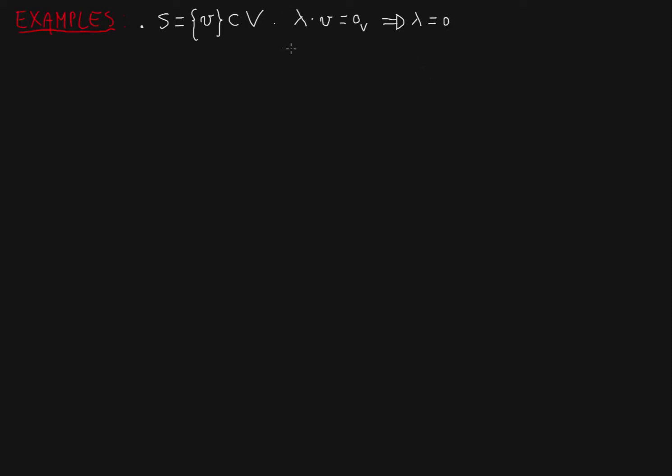Okay, so all the coefficients of the linear combination must be zero. Here there is just one, which is lambda. So when does this imply the lambda must be zero? Well, this happens just if V itself is different from zero. So this happens if and only if the vector V is non-zero.